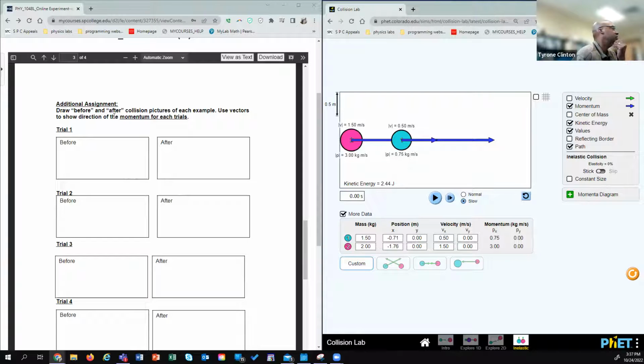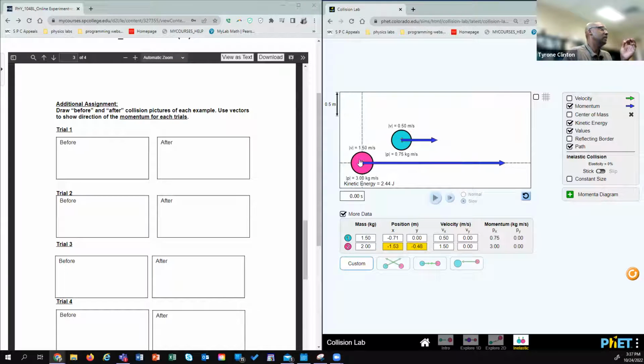Also, I think I say here in the directions, you're going to draw the before and after collisions. What you're going to want to do is not draw exactly as you see in this picture here. You're going to want to scale it down. If you know that this velocity vector is 3 times as long, then you're going to just scale it down.